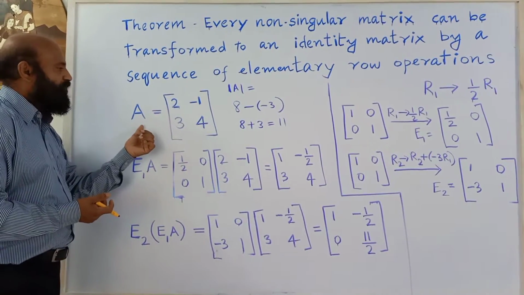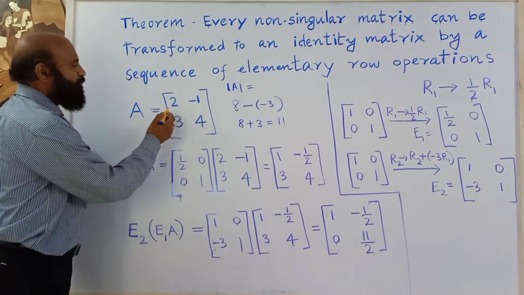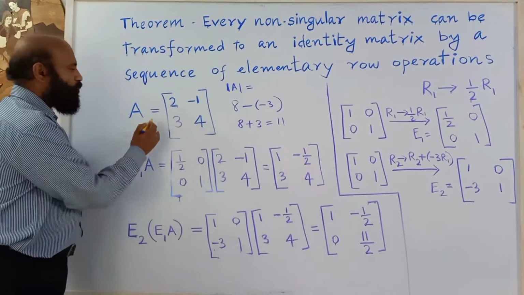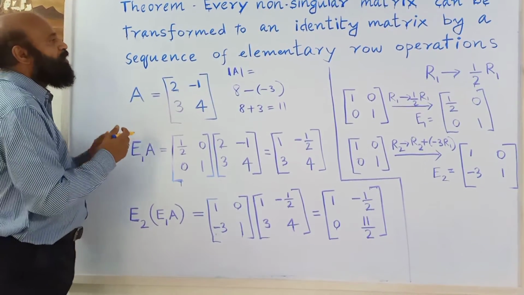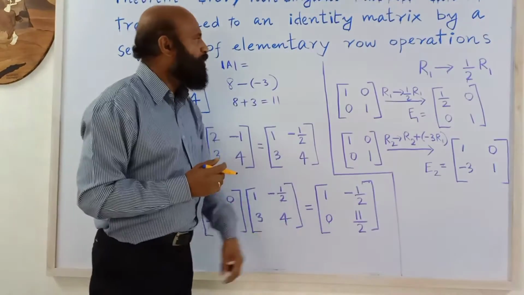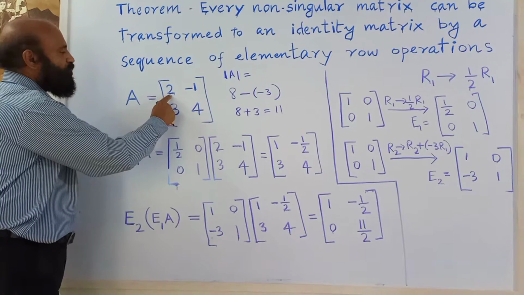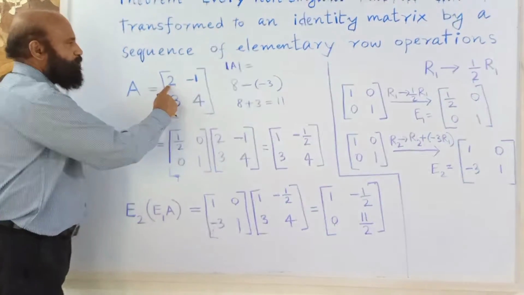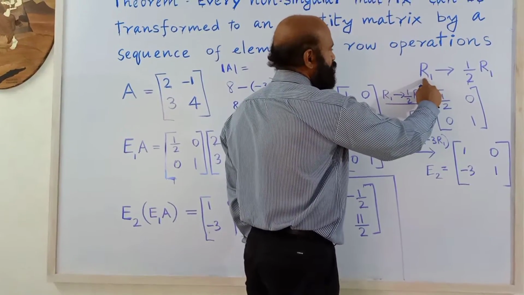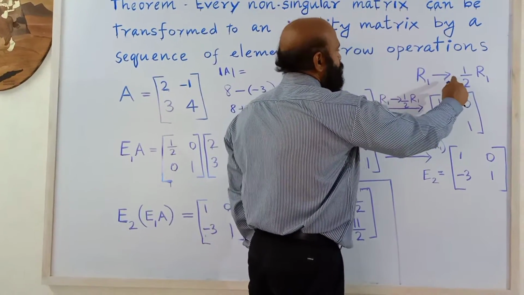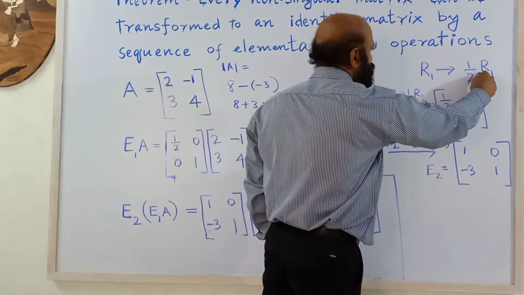Here there is an illustration. A is a non-singular matrix. Its determinant is 11, so it is non-singular. So it can be transformed to an identity matrix by a sequence of elementary row operations. In an identity matrix, here it should be 1. So the necessary elementary operation is this: R1 should be replaced by multiplying all the elements of the first row by 1 by 2.